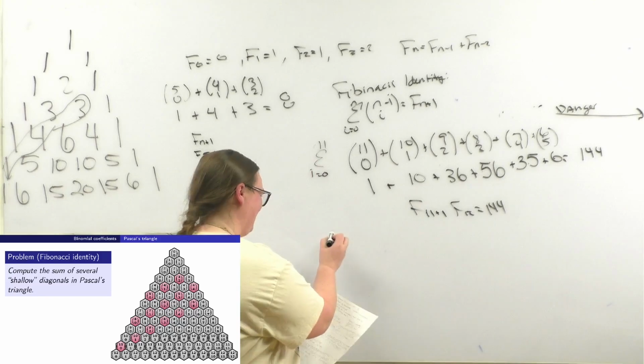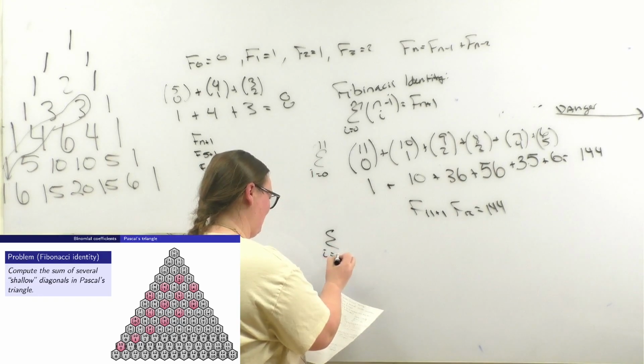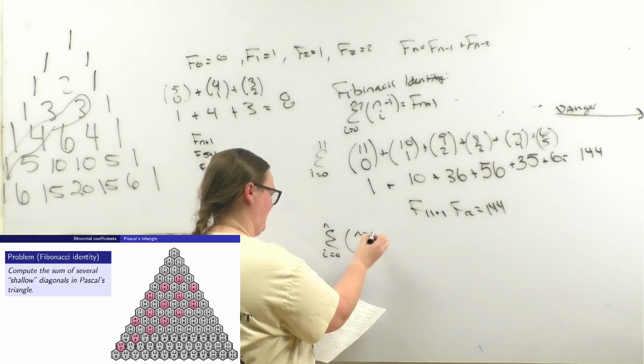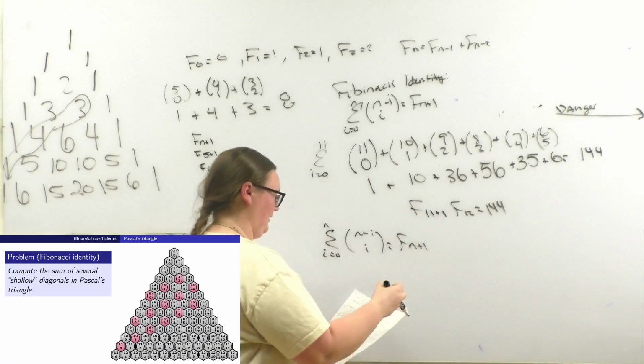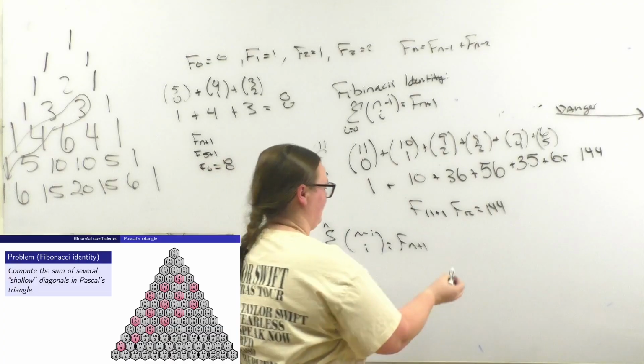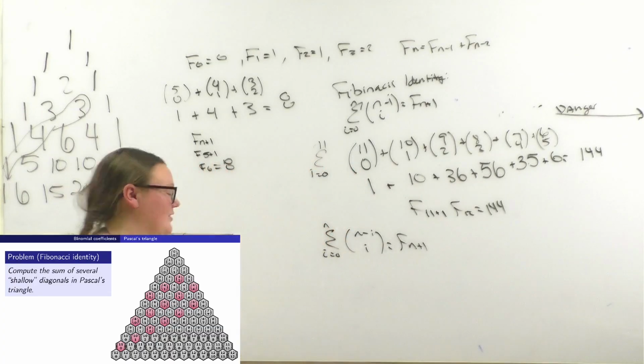Anyway, so we have the sum from i equals 0 to n of n minus i choose i is equal to the Fibonacci number n plus 1. And this is not a QED because we didn't prove it, so no QED.